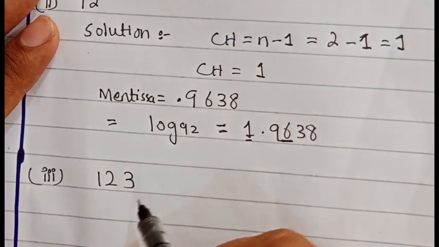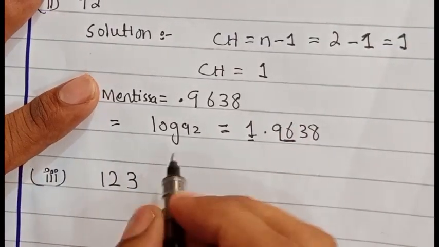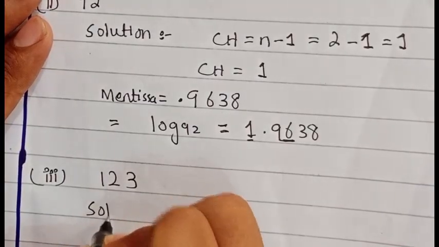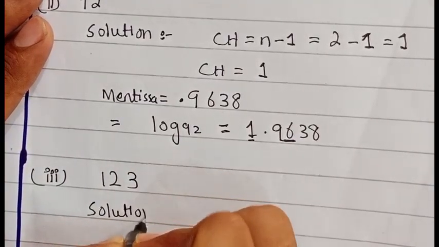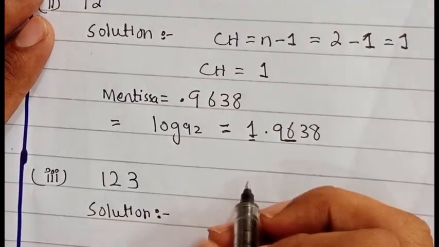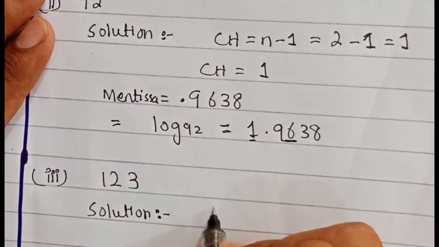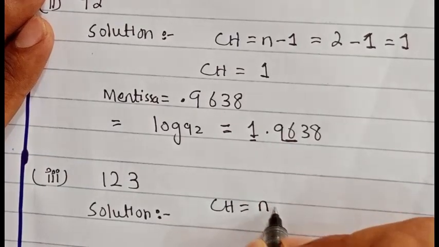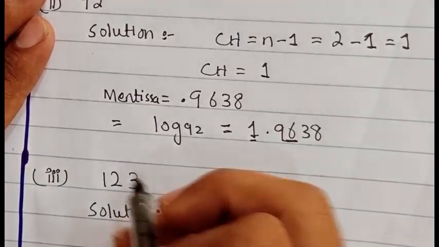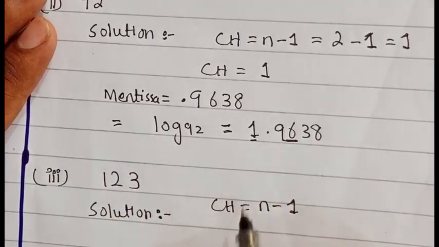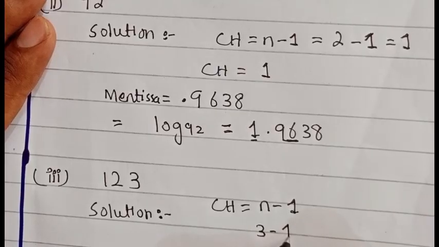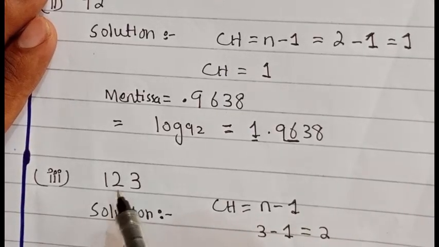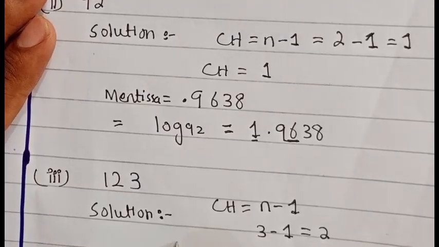Okay, come to question number 3. The number is 123. The first step is the solution: I need to find the characteristic. How do we find the characteristic? N minus 1, meaning how many digits are there? 3 digits are there. So 3 minus 1 is equal to 2. So the characteristic of 123 is 2.